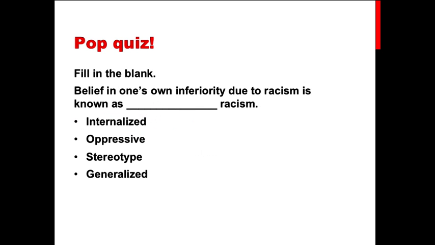Okay, here's another question. Fill in the blank. Belief in one's own inferiority due to racism is known as internalized, oppressive, stereotype, or generalized racism. It's internalized racism because people are making it internal. They're making it part of their own beliefs.